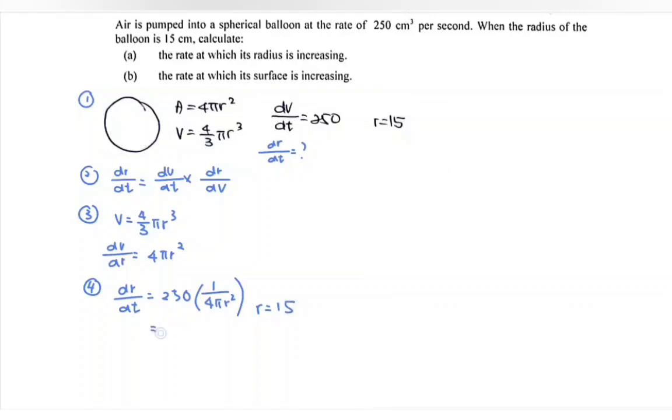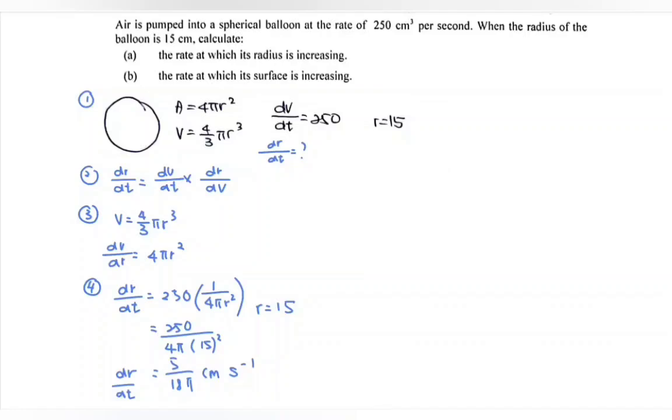So if we substitute, we will have 250 over 4π multiplied with 15 squared. So the dr/dt would be 5 over 18π cm s⁻¹. So that will be the answer for question A.